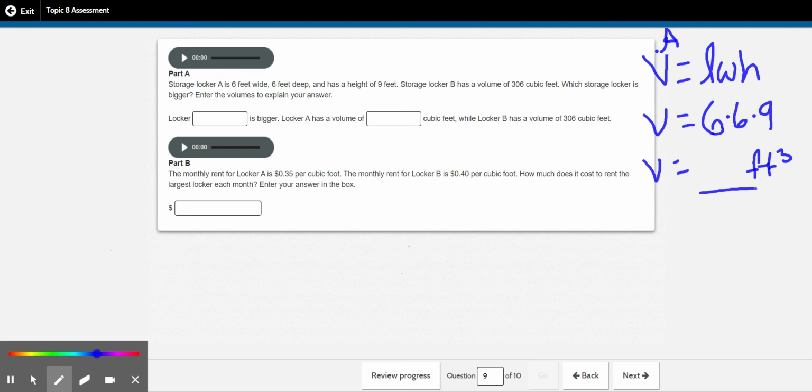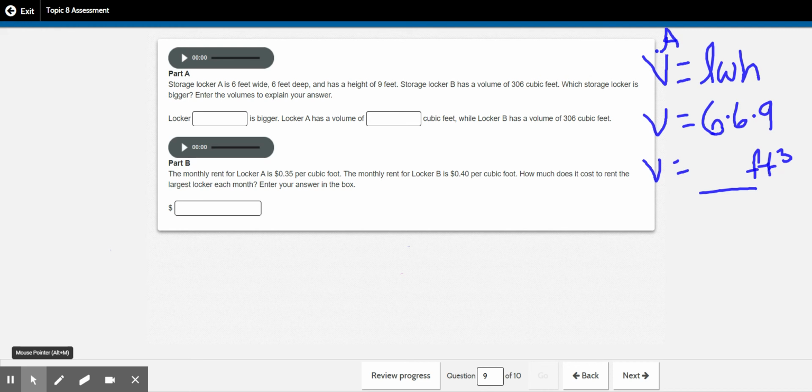So you're going to find your answer. Confident you guys can multiply those numbers. And then you're going to figure out and fill in either A or B right here. And then you'll write in your answer for locker A, whatever you got.